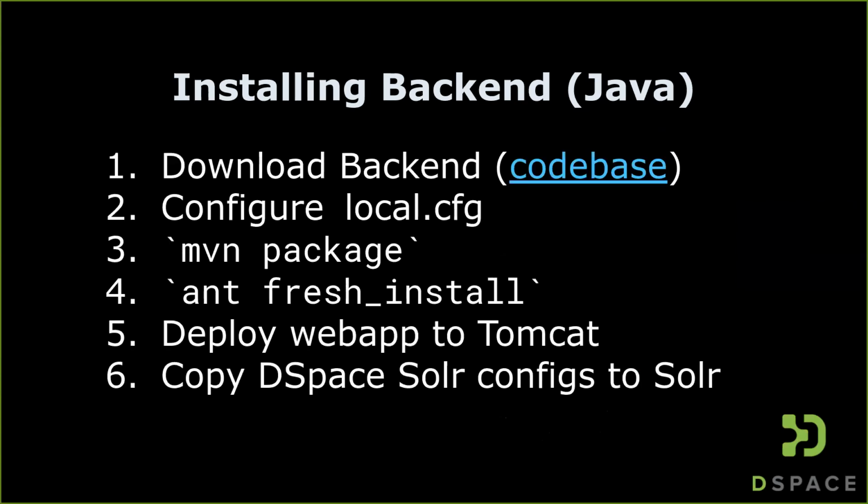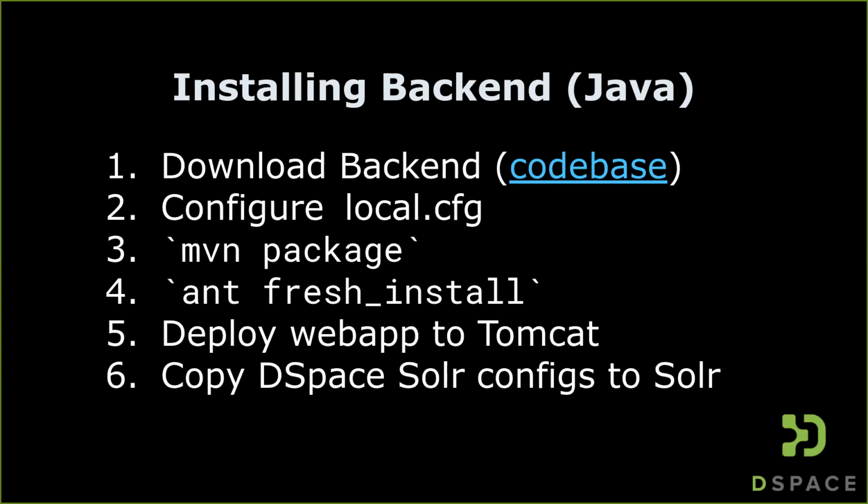In terms of installing it, the installation is quite similar as well. You're going to download the code. There's a local.cfg file, which if you're using DSpace 6, you're already familiar with. This is where we recommend putting all your configurations. So you want to configure at least the basics there, where you want it installed, the DSpace directory. Then build and deploy with Maven and Ant.